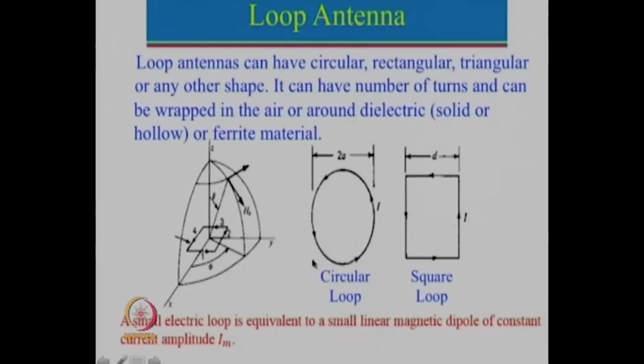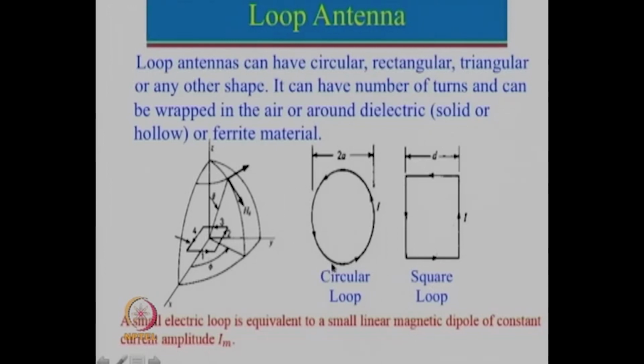We can start with, let us say, a circular loop or a square loop. In the beginning we will just look at the small circular or square loop. Small means whose circumference is much less than the wavelength. In this case, if we assume that there is a uniform current, then this can be approximated as a magnetic dipole, along with an electric current. All we need to do is use the same concept as the dipole antenna, except that we change E field to H field and H field to E field.